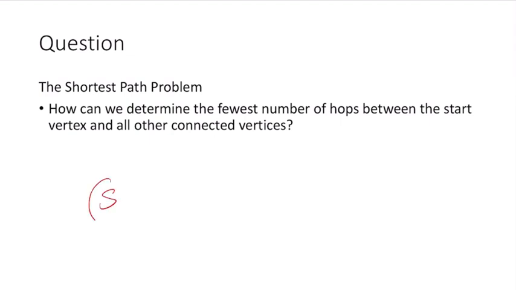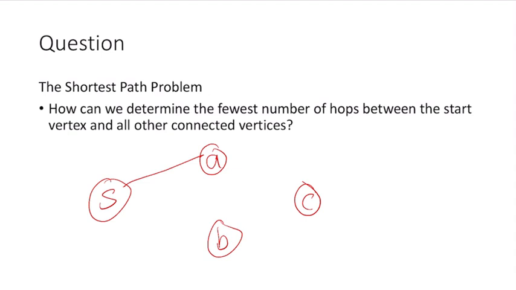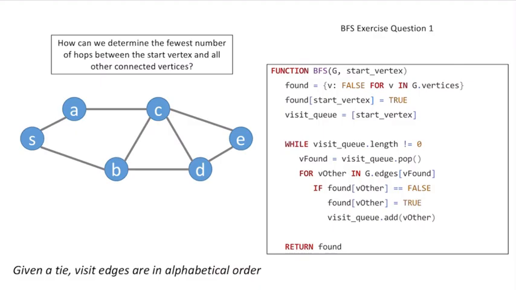So for example, start vertex S, a vertex A, a vertex B, and a vertex C. Maybe it's 1 hop to get to A, 2 hops to get from S to C, and then 3 hops to get to B, given this graph. But if I were to add an extra edge here, now we've reduced the number of hops to get to B from 3 to 1. So that's what I mean by the number of hops. Can we use breadth first search to find that number of hops?